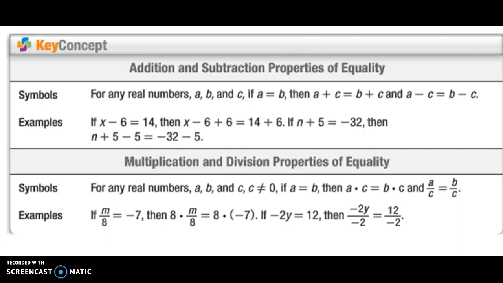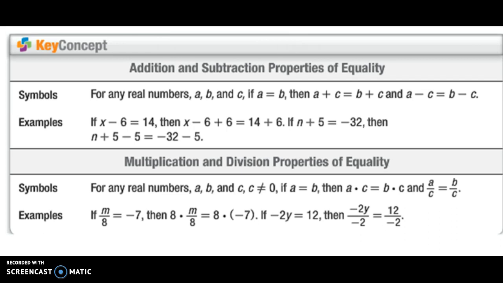Alright, so some addition and subtraction properties of equality. For any numbers a, b, and c, if a is equal to b and a plus c equals b plus c, then a minus c is equal to b minus c as well. So if I add something to one side of the equal sign, I have to add it to the other. Same with subtraction.